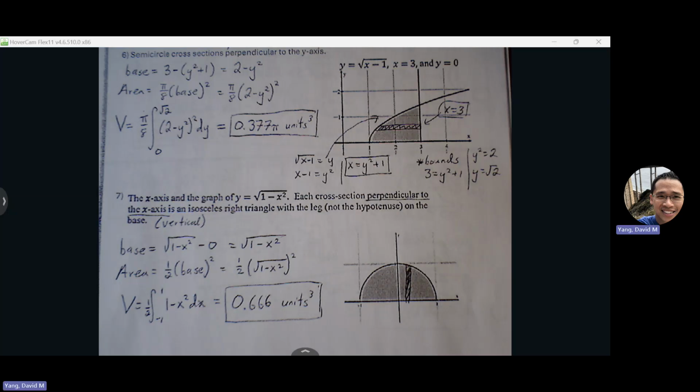Perpendicular to the x-axis. So x-axis starts off horizontal, perpendicular, making it vertical. So we know it's going to be an easier setup. No need to rewrite our equations. So base length is top minus bottom. Top is sitting on the square root function. Bottom is sitting at y equals 0. Area formula: this is leg on the base, so it's 1/2 base squared. If it's hypotenuse on the base, it'll be 1/4 base squared. But we have 1/2 base squared.